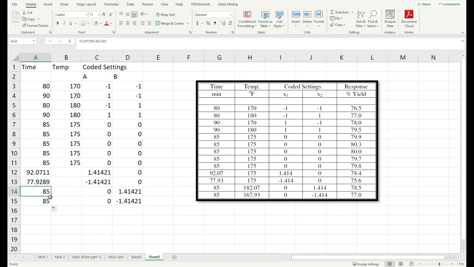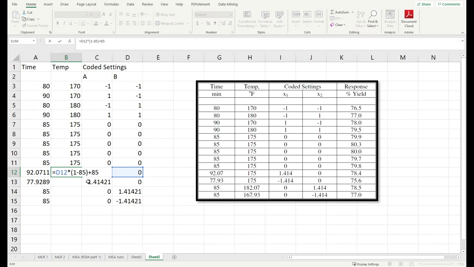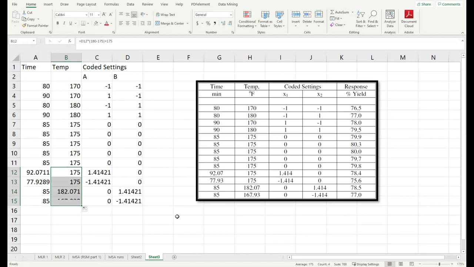Kasi since it's based on the parang kung ano yung sinet natin na increments, kumbaga, ng high and low setting. Okay? So tapos ito, i-move natin to the right. It will actually just shift, no? Pero this time, babaguhin natin itong value na to. Instead of 90 and 85, this should be 180 and 175, which is the center points, which is the high point and center point settings respectively for temperature. No? So ito, magiging 175. And move natin downwards, which should give us the same value dito.